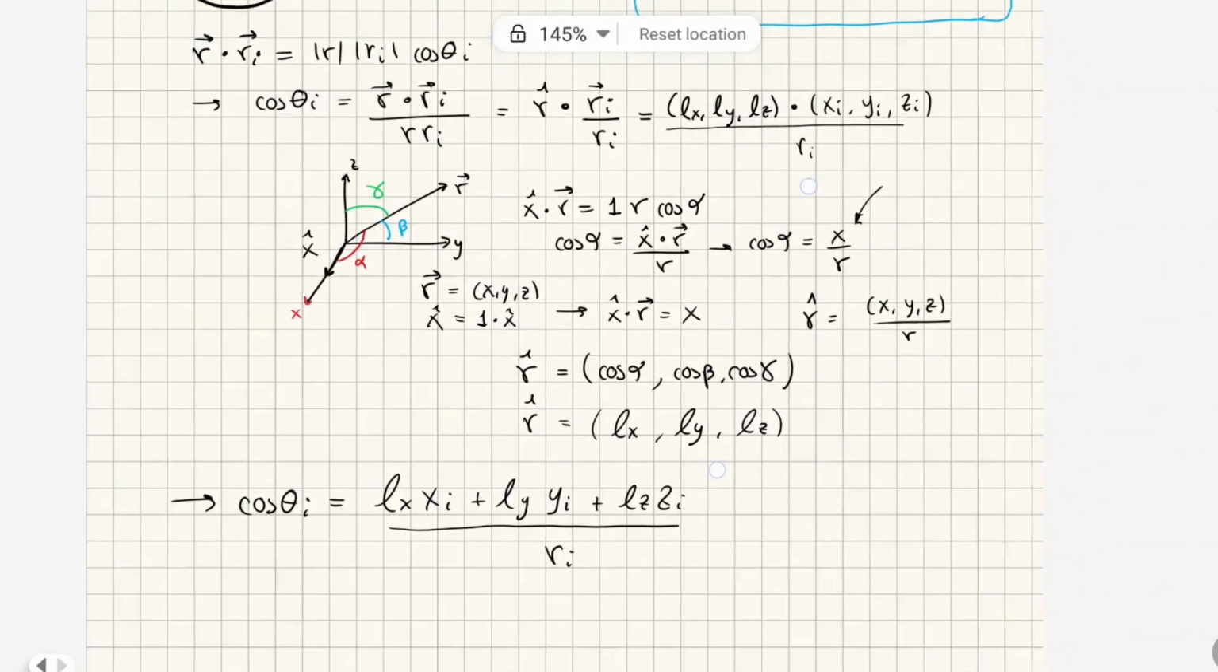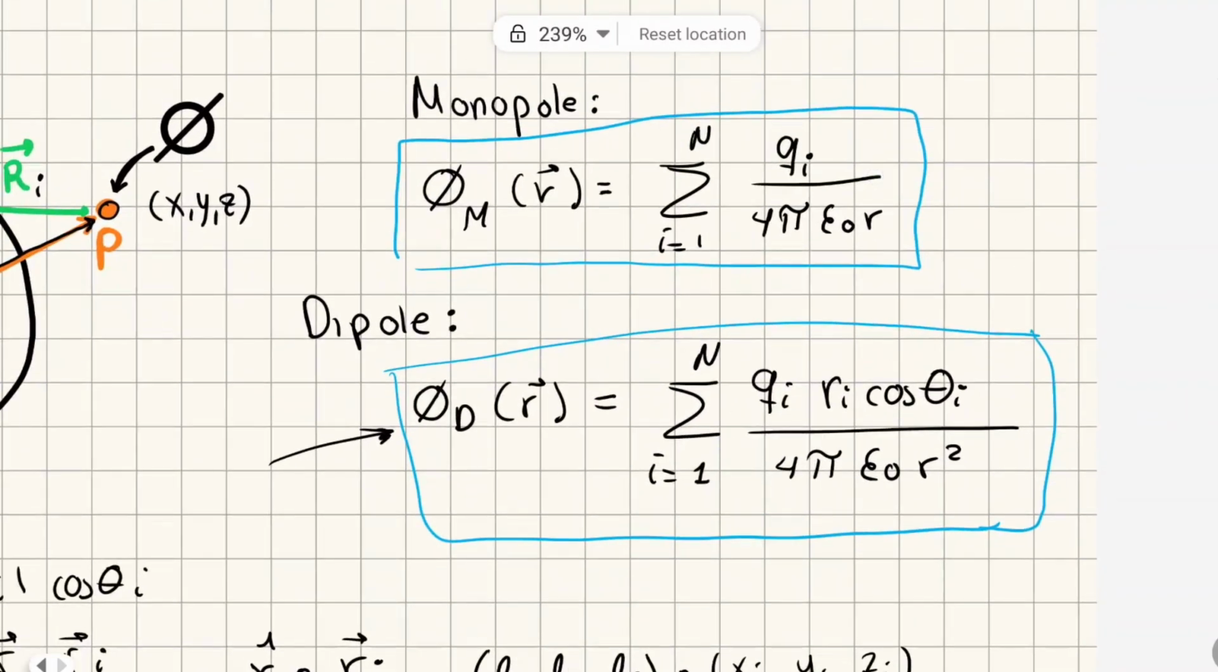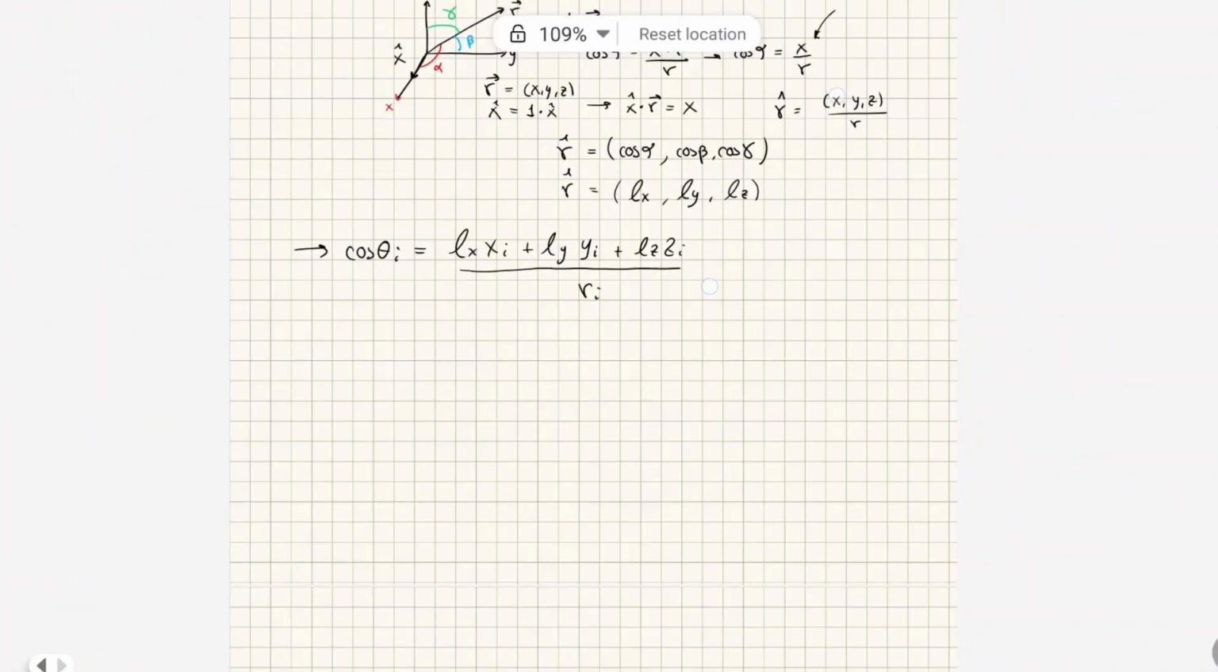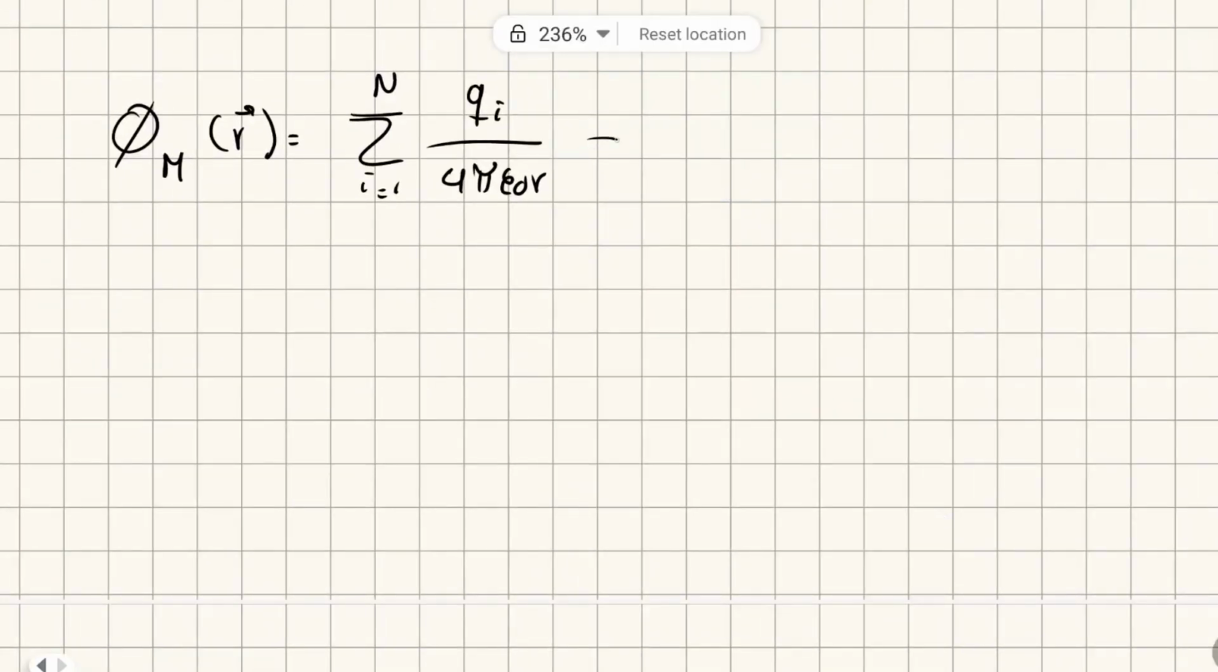Perfect. So for now we are going to leave this in this step. We are going to check what happens with this term that we have here, the monopole term. Okay, so we know that phi m of r is going to be the sum from i equals 1 up to n of qi over 4 pi epsilon 0 r. We see that for this sum, all this that we have here is constant, so we can take it out, and we are going to get 1 over 4 pi epsilon 0 r.